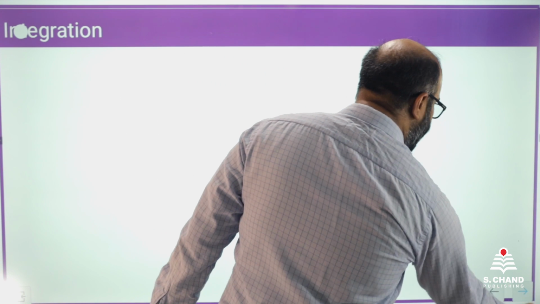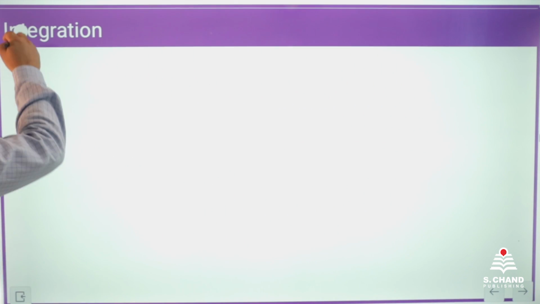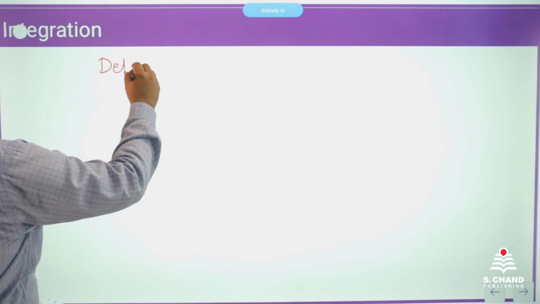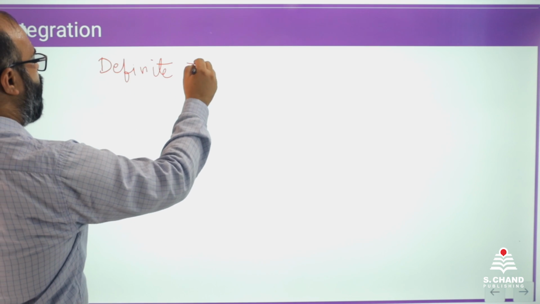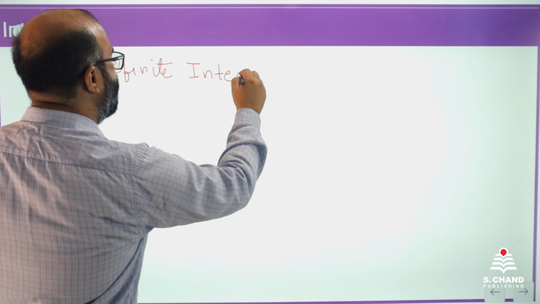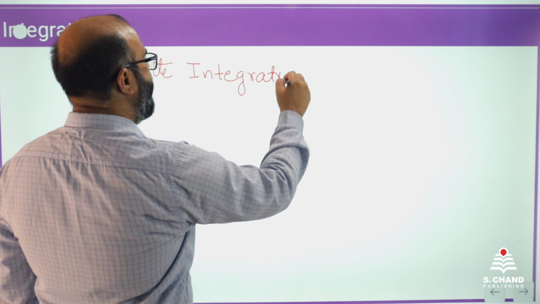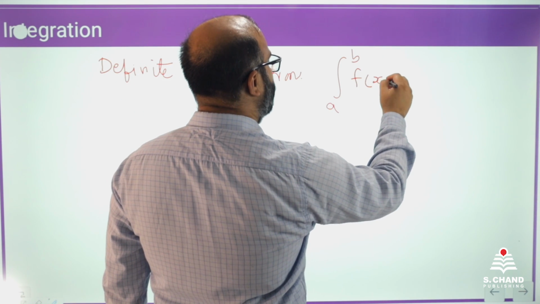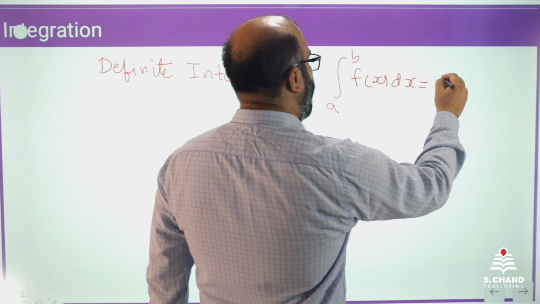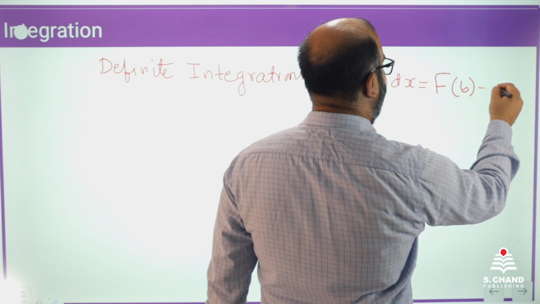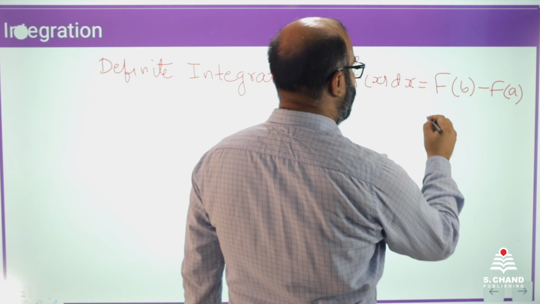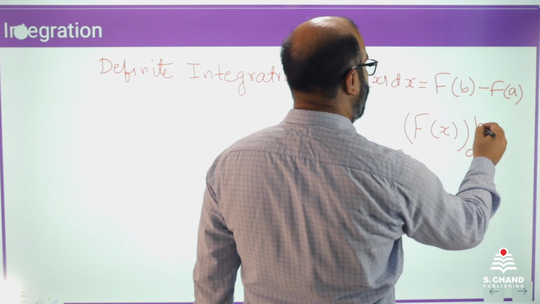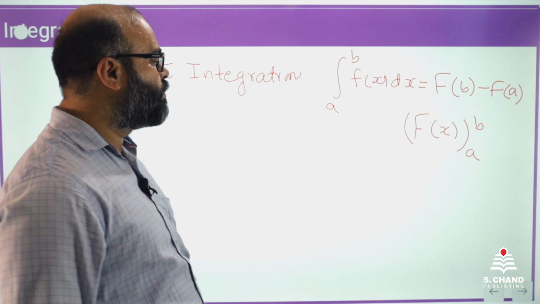Next comes definite integration. When we talk about definite integration, there are limits. If we talk about limits, we generally take in the formula a and b. So if we take the integration from a to b of f(x) dx, it will be equal to F(b) minus F(a), like this. That is, we are putting in the limits a and b on F(x). So it will be F(b) minus F(a).